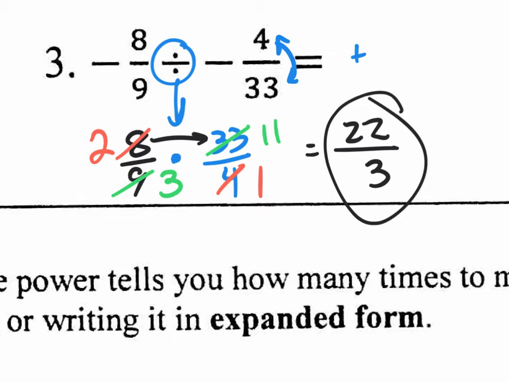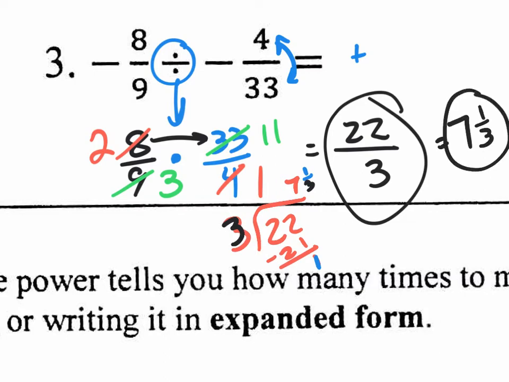But if you wanted to, you could put the 22 inside of the division box, the 3 on the outside, and say 3 times 7 will get you 21. And you have a remainder of 1. So you always put the remainder, this 1, over the original divisor, 3. So you're going to put 7 and 1 over 3. So 7 and 1/3 is the same answer, but just written as a mixed number.